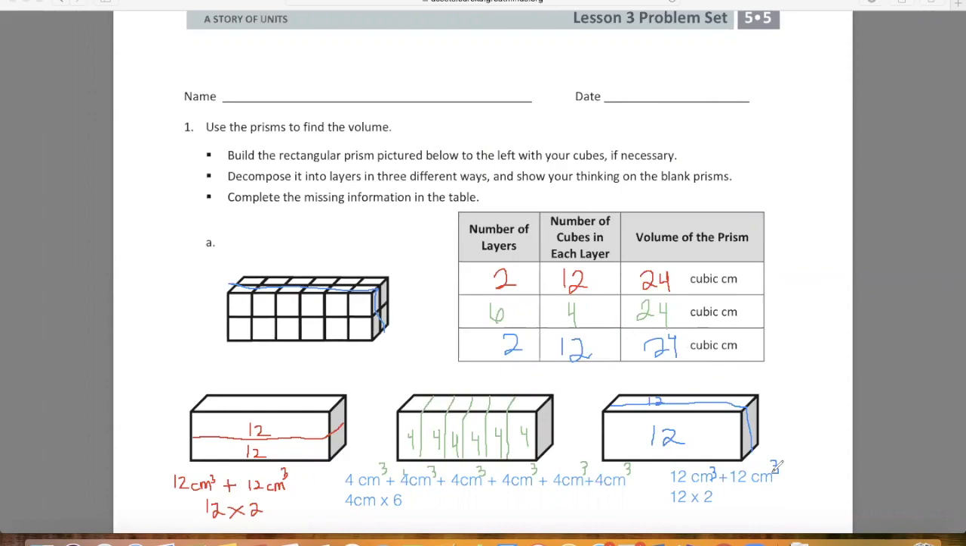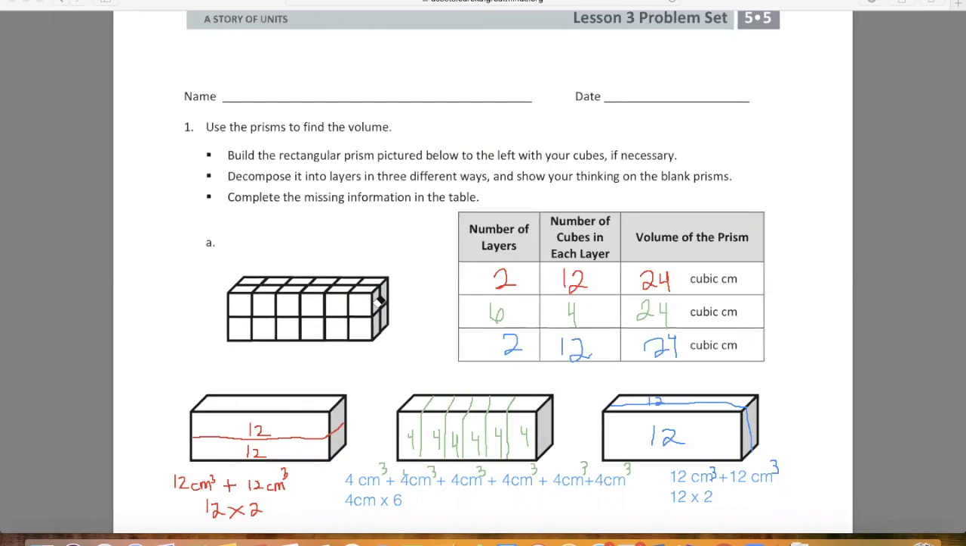Okay, so for each of these questions in the problem set and in the homework, you just want to think of layers. You're just decomposing, breaking the prism down into layers in different ways. And if it helps you, grab a color pencil, a marker, crayon, some kind of color to help you see the different layers, just like I did. I used my green, my red, and my blue, because it helped me break down the layers a little bit easier. And if it also helps, think of it as cake.